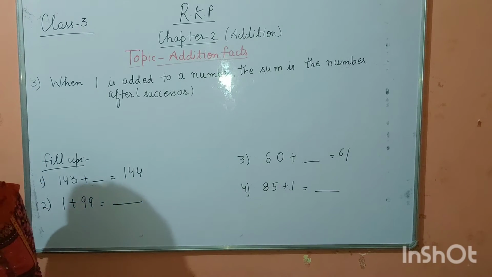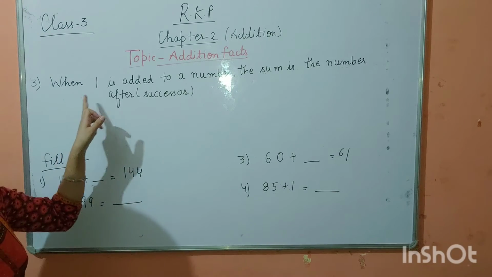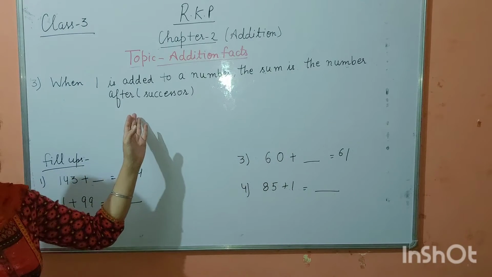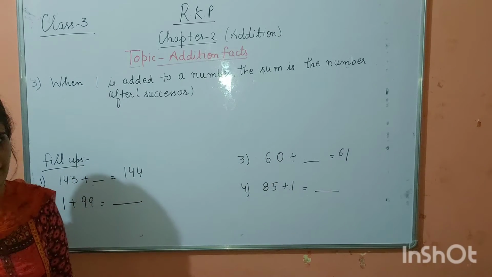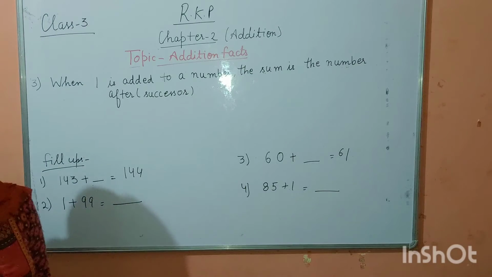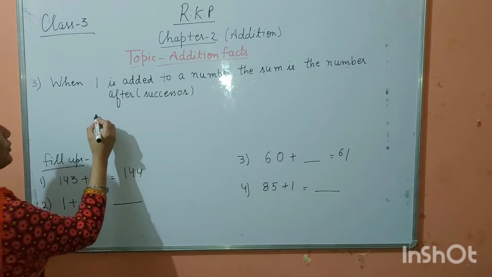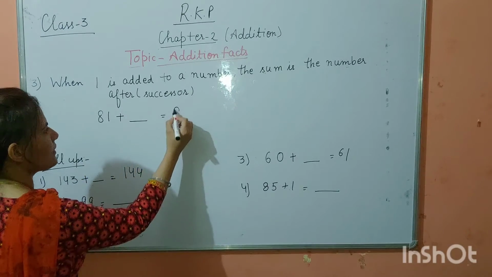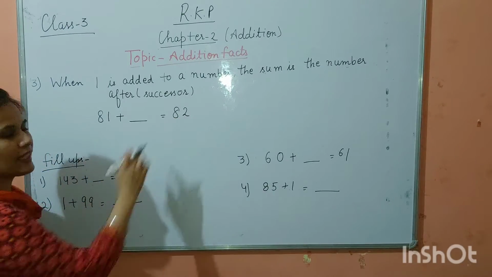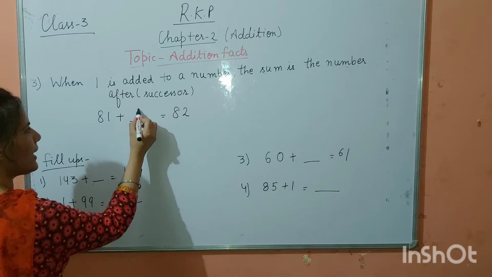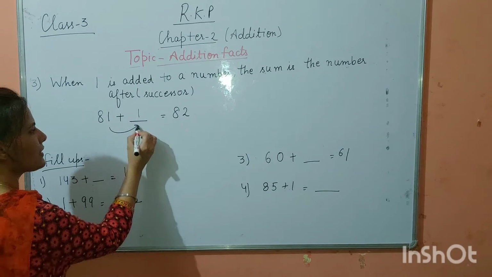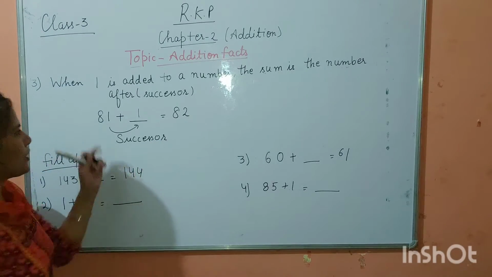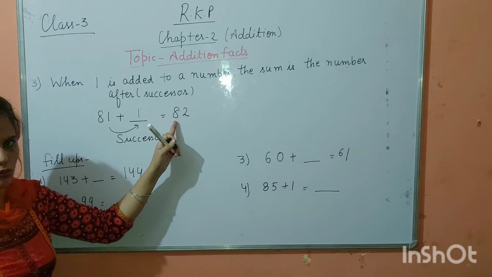So students, our third addition fact is when 1 is added to a number, the sum is the number after, which means that will be the successor. So let's have an example. If you are given 81 plus 1, how will you get 82? When you add 1, this is your successor. Successor is the same definition. When you add 1, you will get the answer 82.